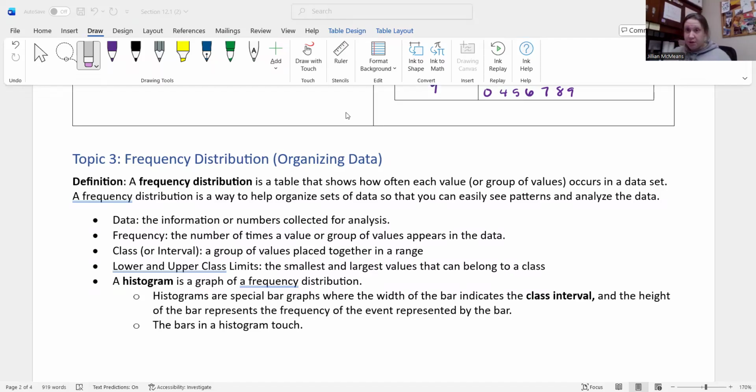For topic 3, we're going to talk about another way to organize data called a frequency distribution. Along with a frequency distribution, you also have a graph called a histogram, and they go side by side. They're like peas and carrots, they just go together.